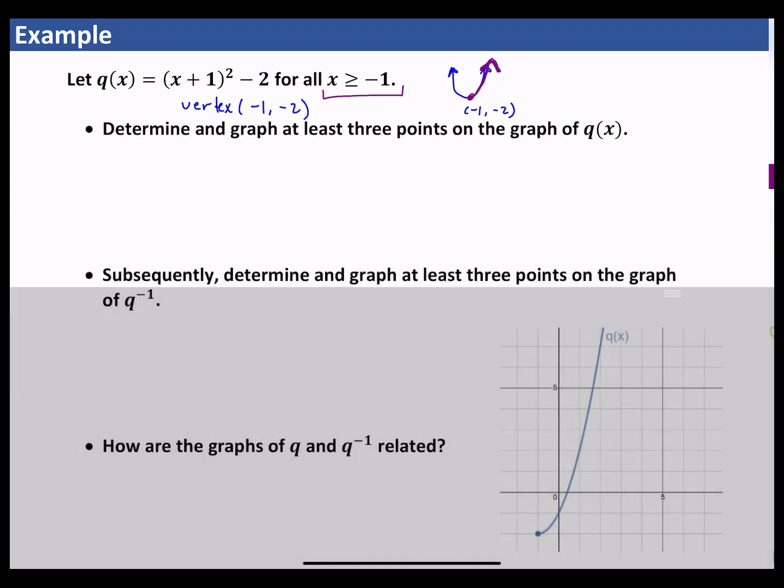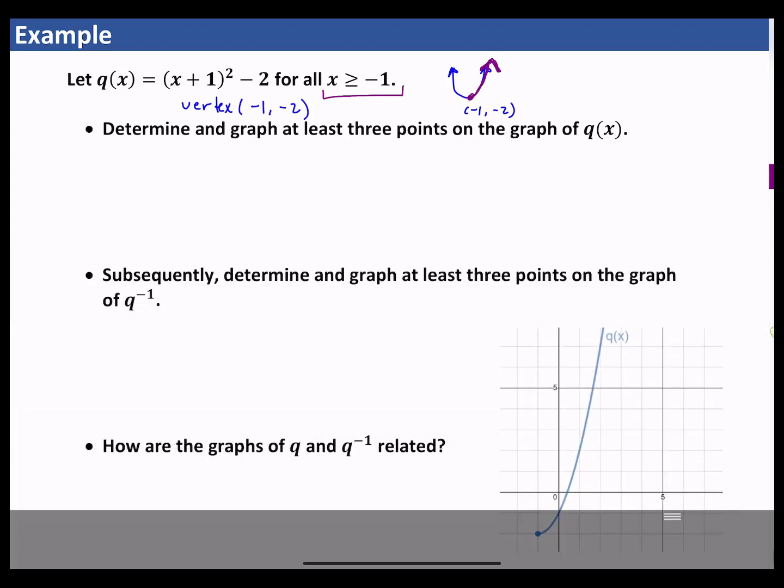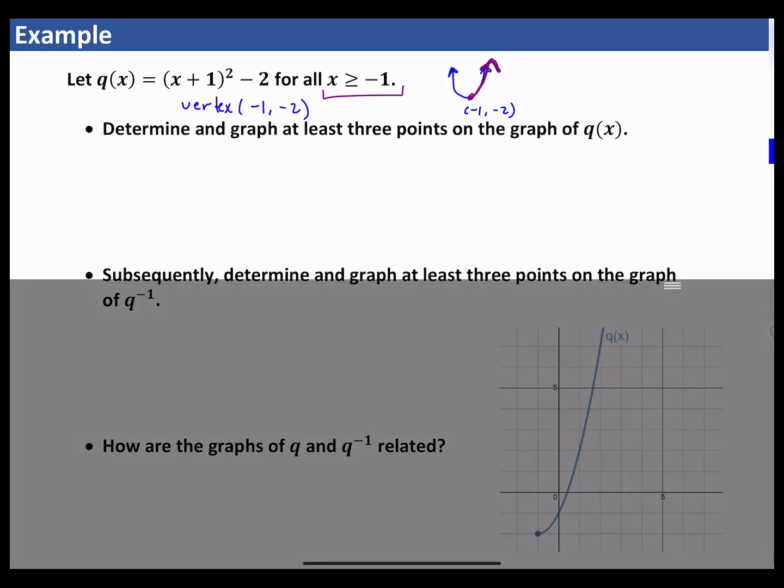So take a few minutes and try to answer these 3 questions on your own. All right, let's see how you did. So to begin, determine and graph at least 3 points on the graph of q of x. Well, we already know q of negative 1 equals negative 2 because the vertex is at (-1, -2).